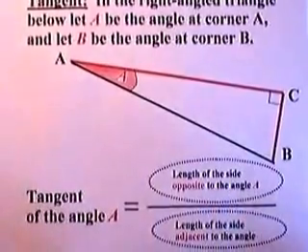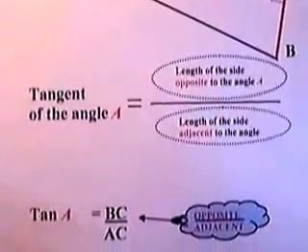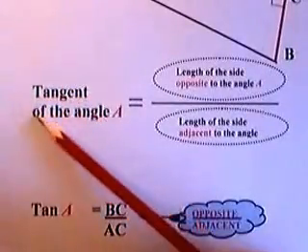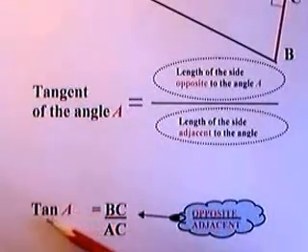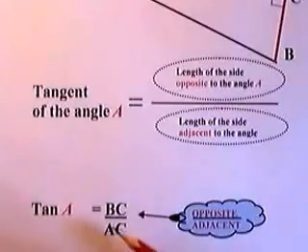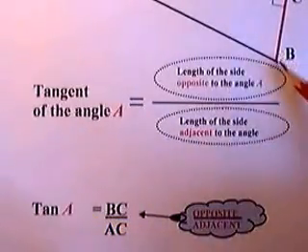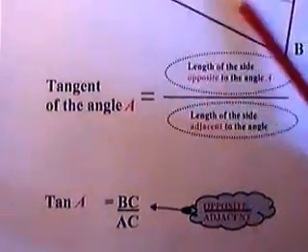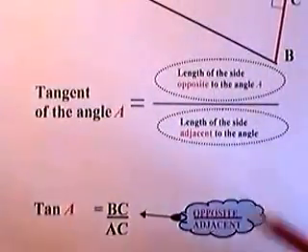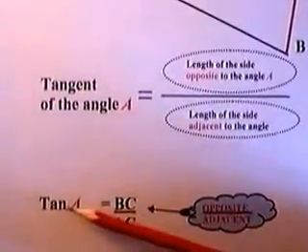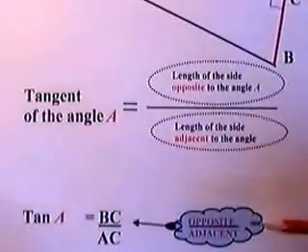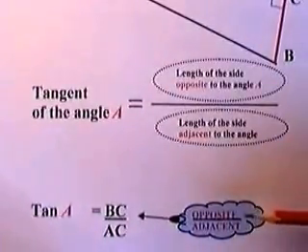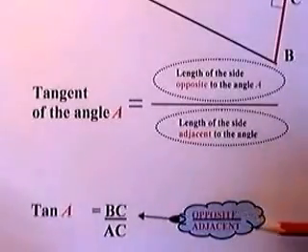And in shortened form, we would write all of this, the tangent of the angle A, as tan A is equal to BC, here it is, BC, the opposite, divided by AC, there it is, the adjacent. The important thing to remember is that the tan of any angle is the opposite divided by the adjacent. This is the length of the opposite side divided by the length of the adjacent.